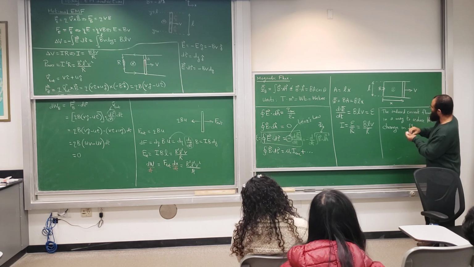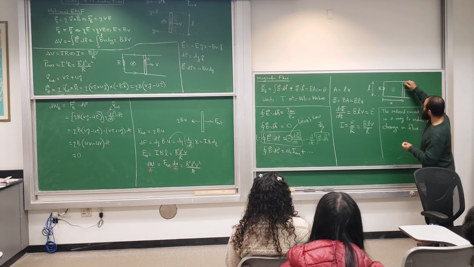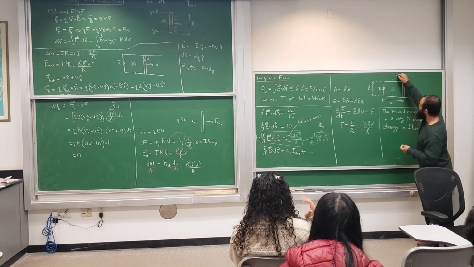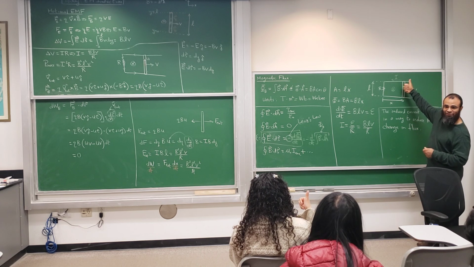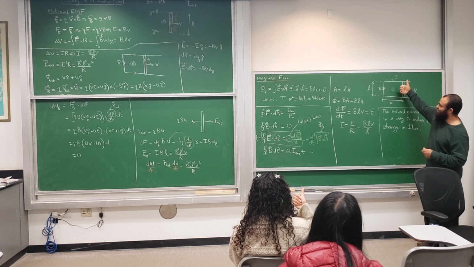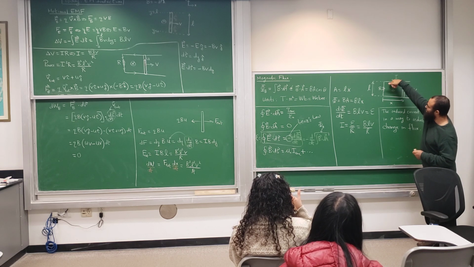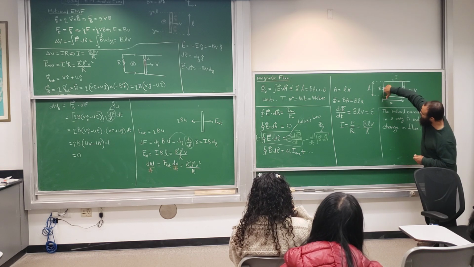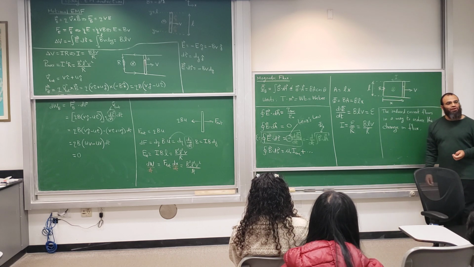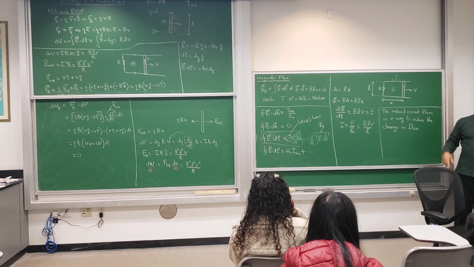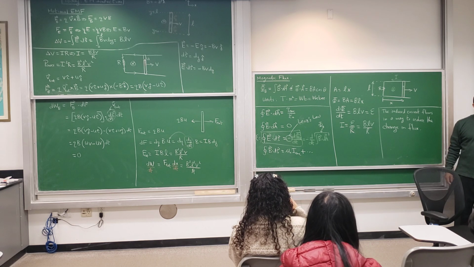Because if the current is this way, let's use our right hand. Your thumb in the direction of the current. So what's the direction of the magnetic field? Out. How about here? Out. Here? Out. All of them are out. So the current will run counterclockwise. Current will run in the counterclockwise direction.